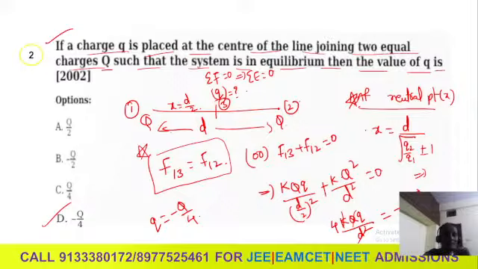The point you need to remember, especially in a two particle system: at the neutral point, if you place a third charge, it can be in equilibrium. Then we are finding that distance from one of the charges, that charge will be in equilibrium, then the whole system will be in equilibrium. That is the meaning.